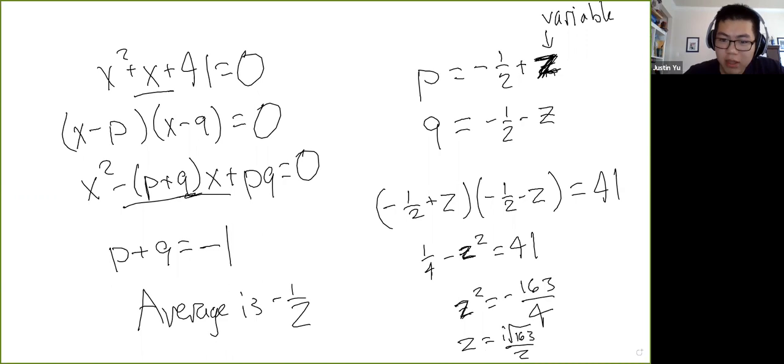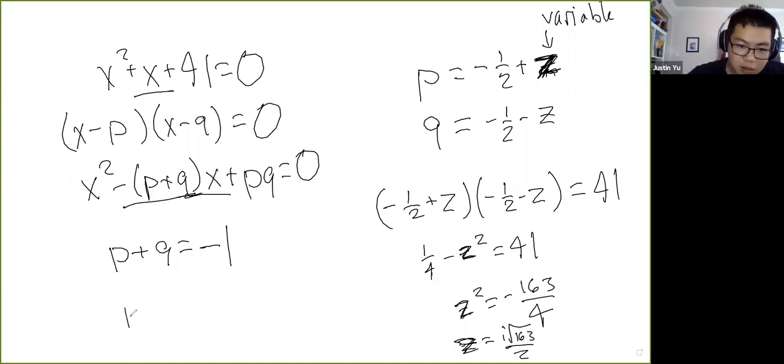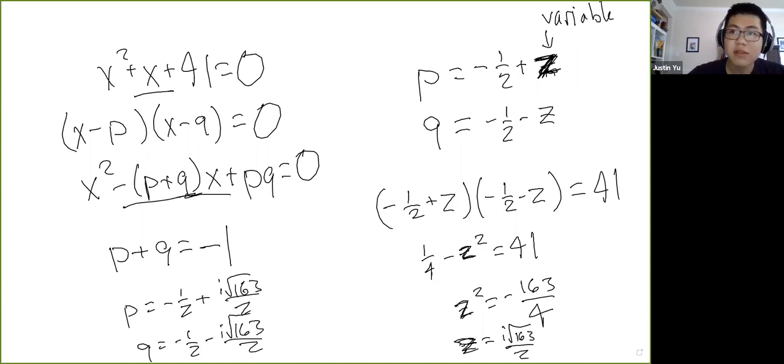All right, and it turns out the plus or minus doesn't matter because that's taken care of in this section. I just haven't gotten into the habit of doing that. So we know, once again, let me erase this, that p is going to be equal to -1/2 plus i root 163 over 2, and q is going to be equal to negative 1/2 minus i root 163 over 2. All right, and hopefully I got the two solutions right this time.